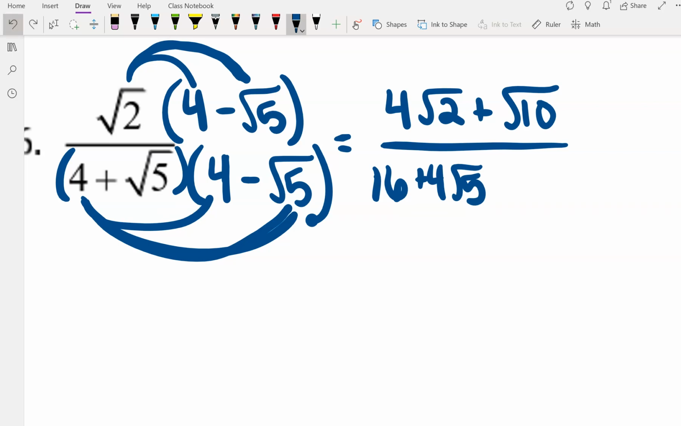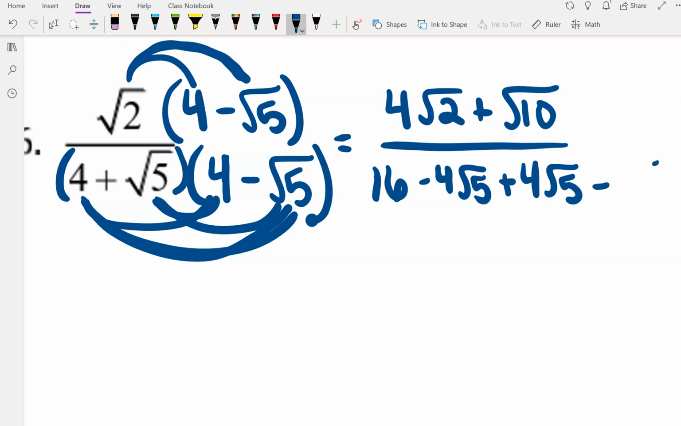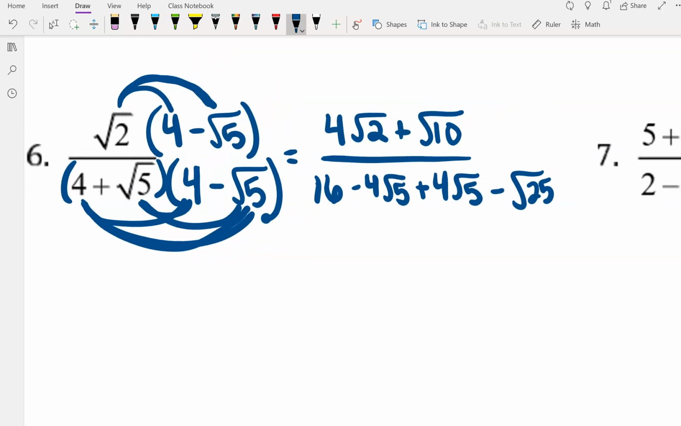The second one was a negative root 5. So 4 times negative root 5 is negative 4 root 5. Sorry about that. And then I do root 5 times 4, that's a positive 4 root 5. And then root 5 times negative root 5 is negative root 25, which can simplify, so we'll do that next. These middle terms cancel. Root 25 is just 5, so that becomes minus 5. 16 minus 5 is 11 on the bottom.